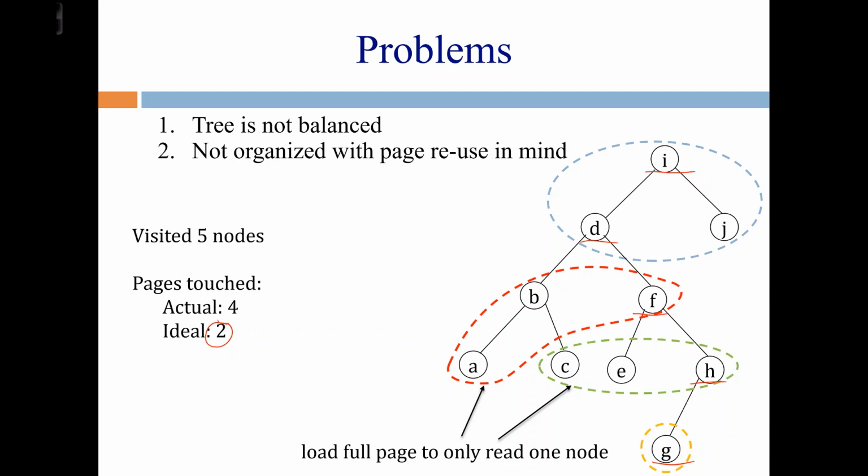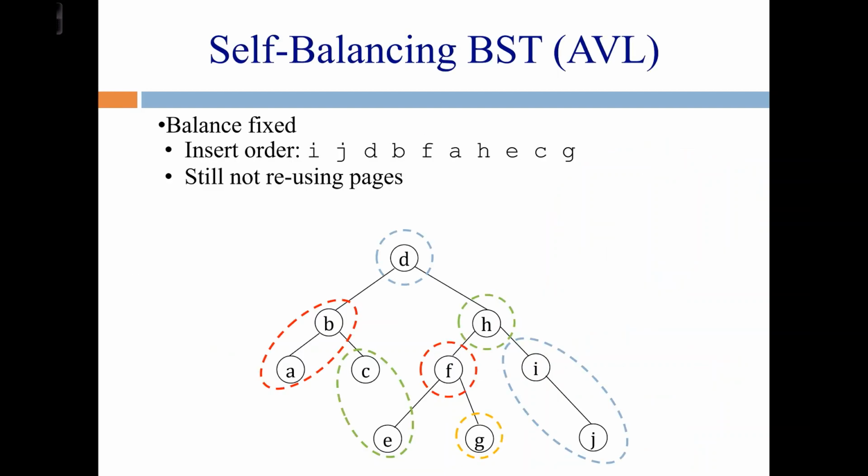So let's try to address this first problem. The tree is not balanced. Well, we can easily just use a self-balancing BST such as an AVL tree. And if we did the same insertion order of these items, we would get this tree. So it is more balanced. The height of the tree is reduced. G is not out there on its own level.